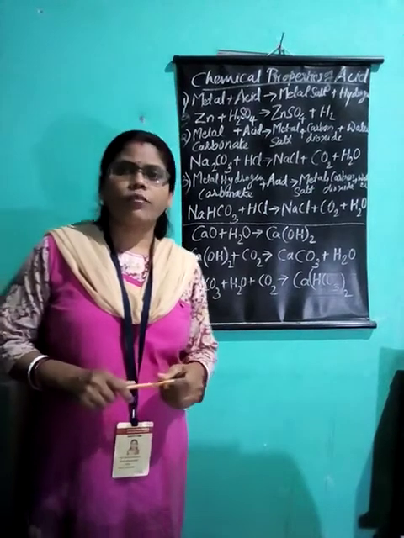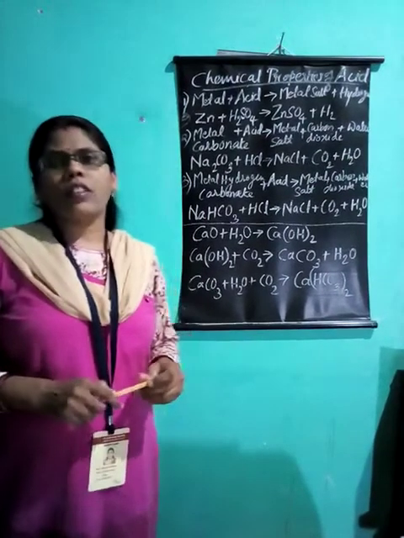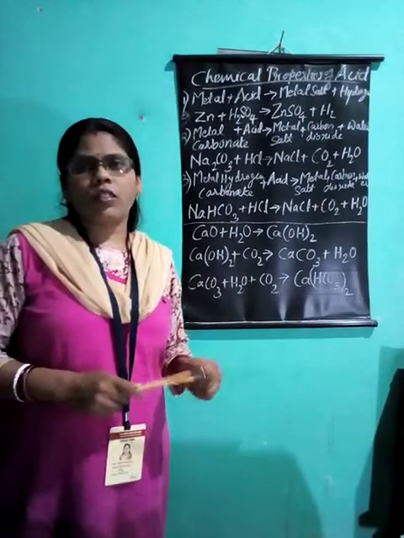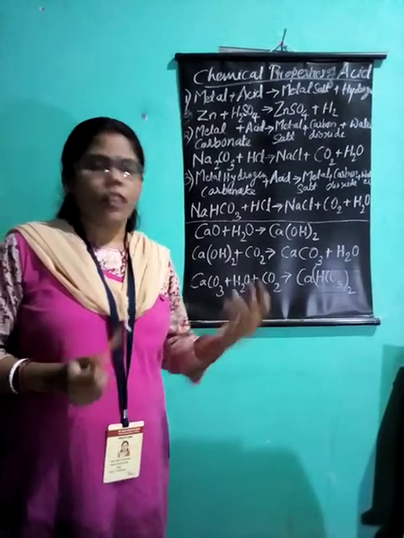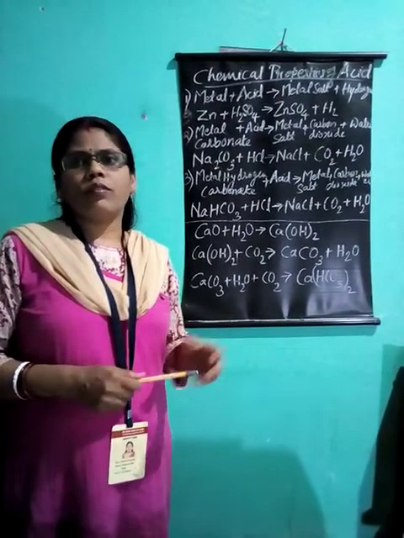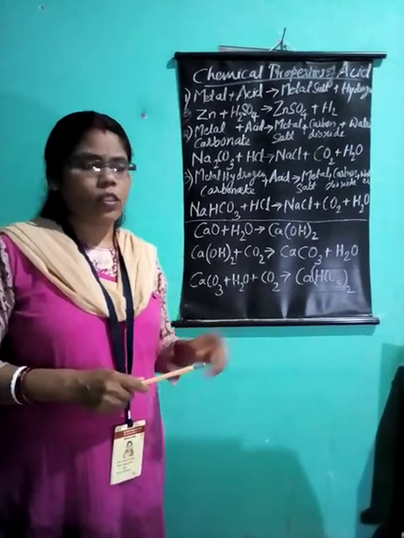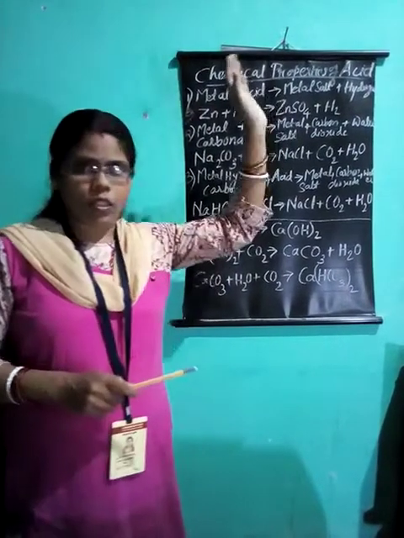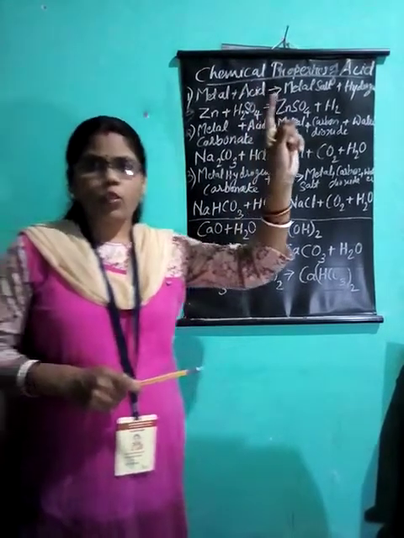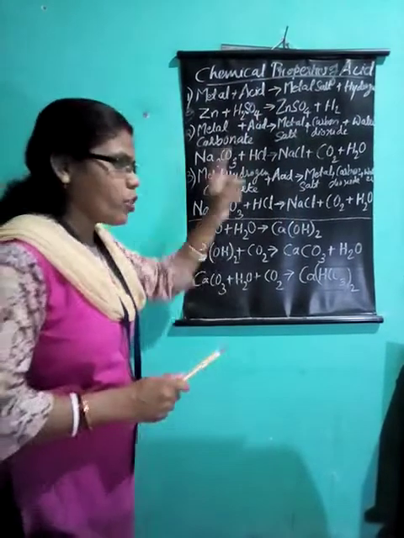Good morning, children. In the other class, we had started acids, bases and salts. We had seen what is an acid, how it can be identified, and then we had also seen the physical properties. Now today we will see the chemical properties of acids. What is the first chemical property?